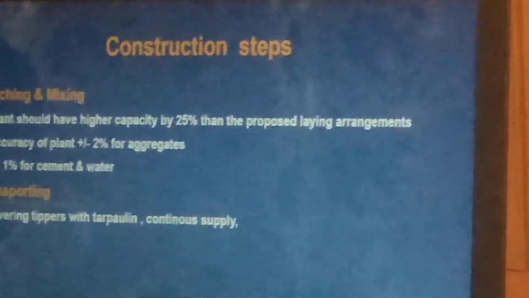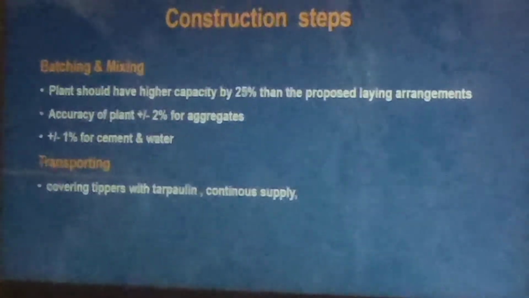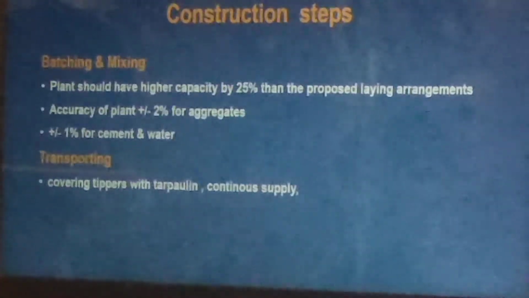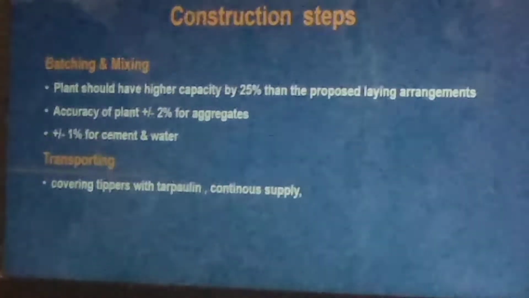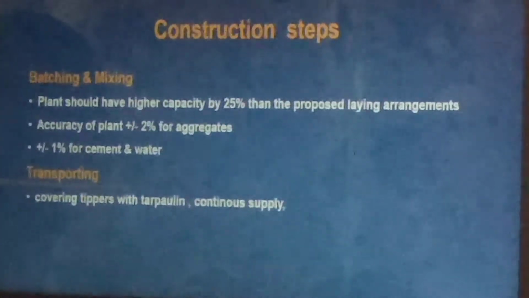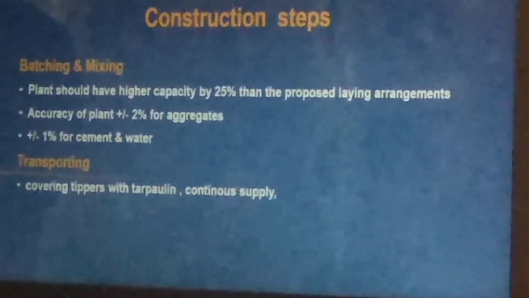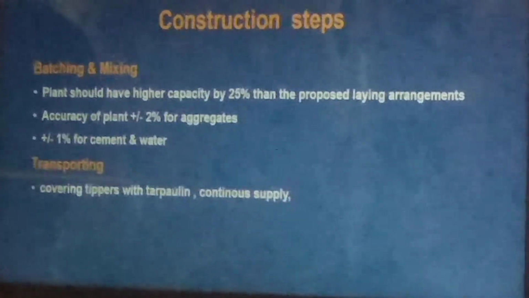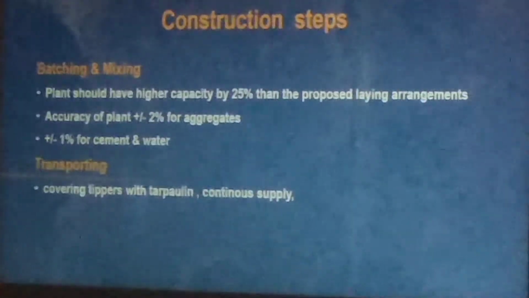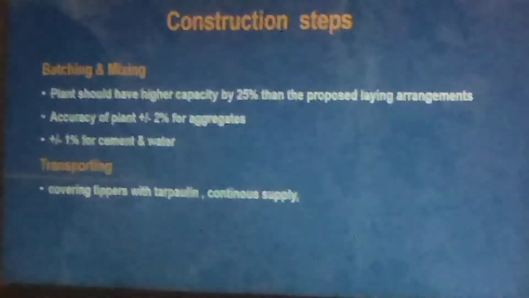The plant, where the cement concrete mix is prepared, should have a higher capacity by 25% than the proposed laying arrangements. That means the plant should have 25% extra capacity than what is required for the site. The accuracy of the plant should be plus or minus 2% for aggregates, plus or minus 1% for cement and water. So much accuracy we have to maintain. So calibration and trial run are very, very important.